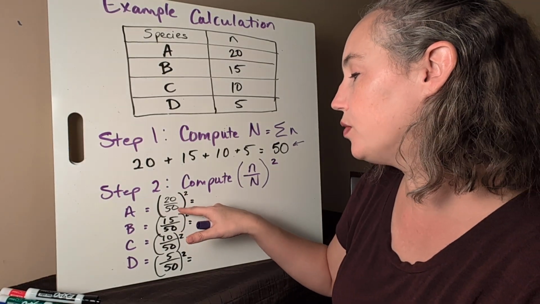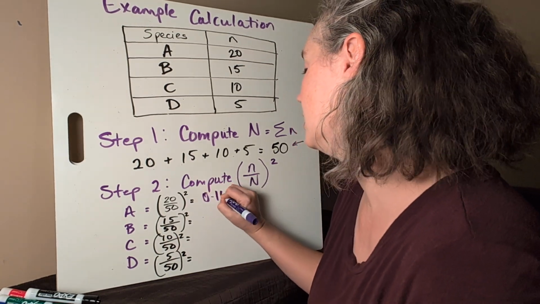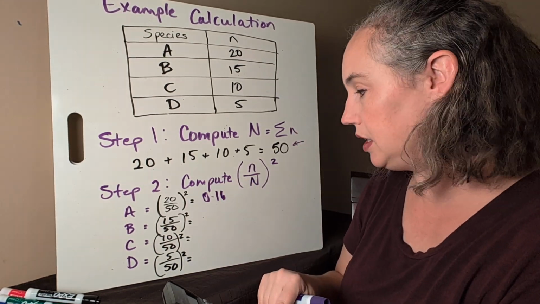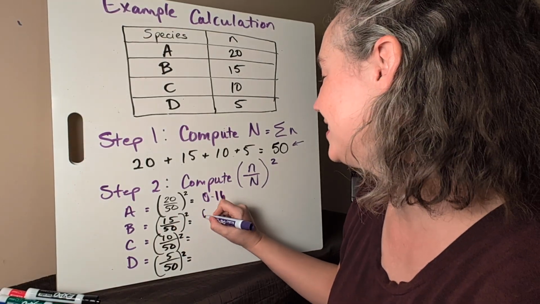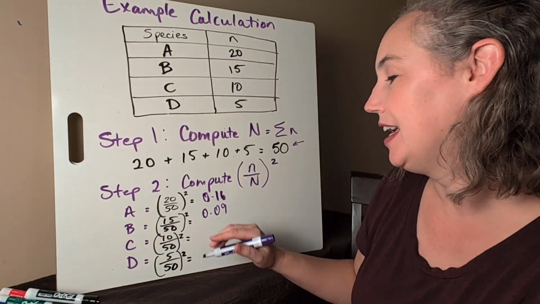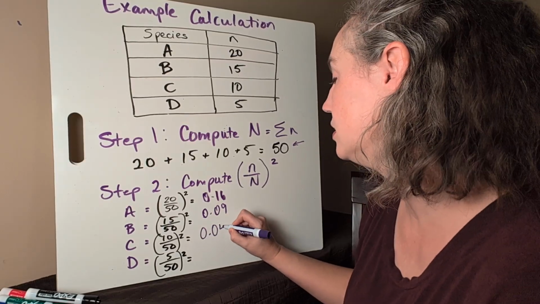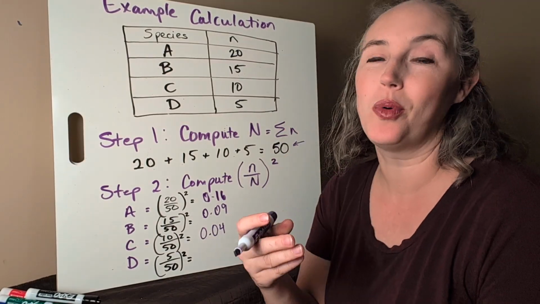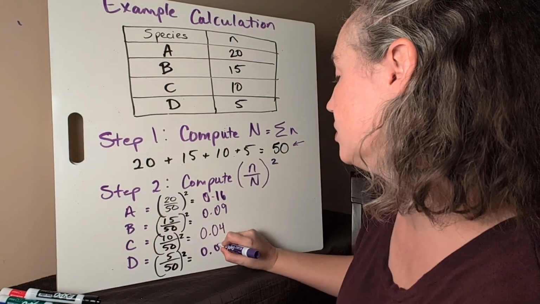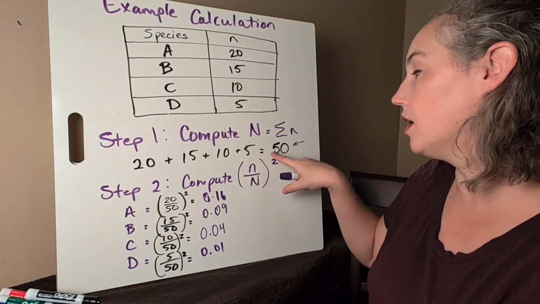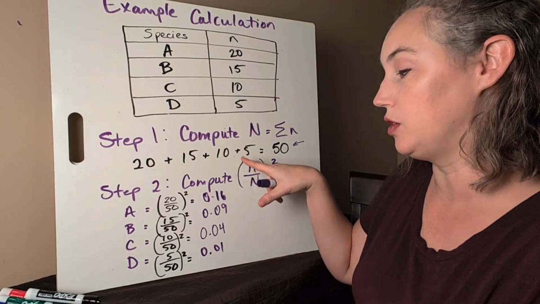So 20 over 50 is 0.4, squared is 0.16. 15 over 50 is 0.3. 0.3 squared is 0.09. 10 over 50 is 0.2. 0.2 squared is 0.04. And 5 over 50 is 0.1. 0.1 squared is 0.01. So we have our little n over big N squared value for each of these.